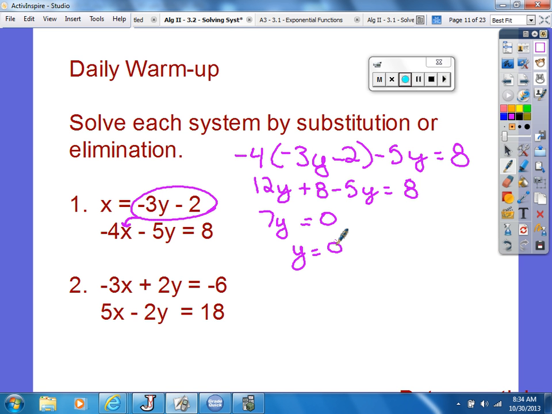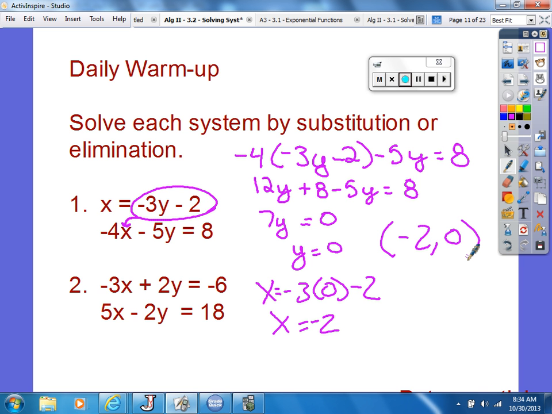All right. So now I'm going to plug that into the first equation. x minus 3 times 0, x equals negative 3 times 0 minus 2. So x equals negative 2. Plug up in point negative 2, comma 0. Go ahead and do that one. Excellent. Now, what else did you do?